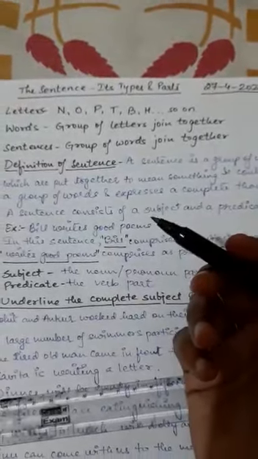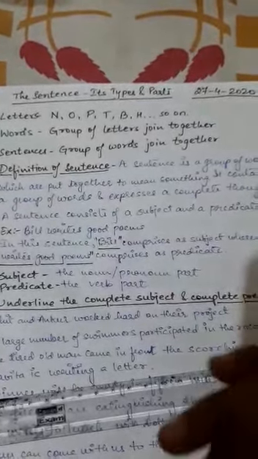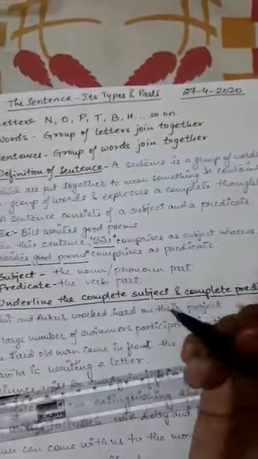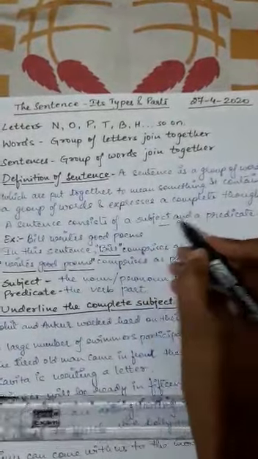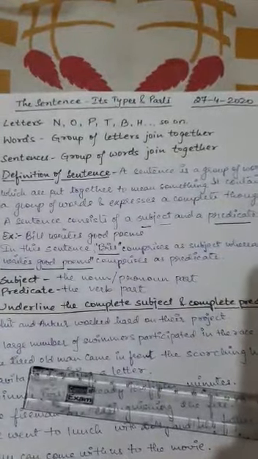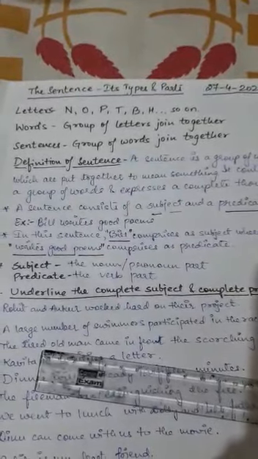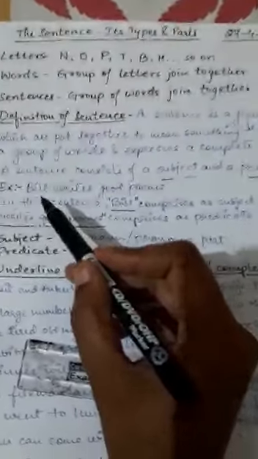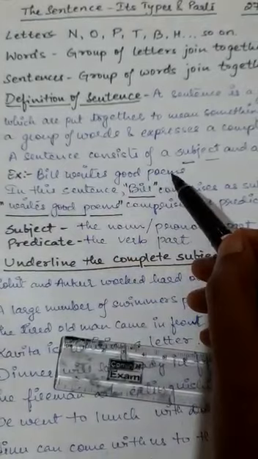Some more things we need to know about sentence: a sentence consists of a subject and a predicate. So what is this subject and what is this predicate? How do we get these two parts from a specific sentence? So there is one example, a very easy example: Bill writes good poems.